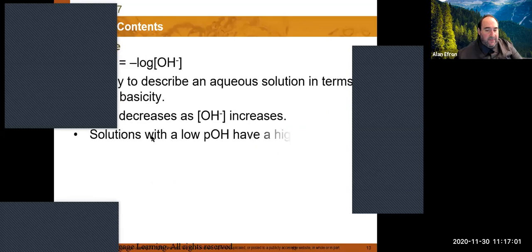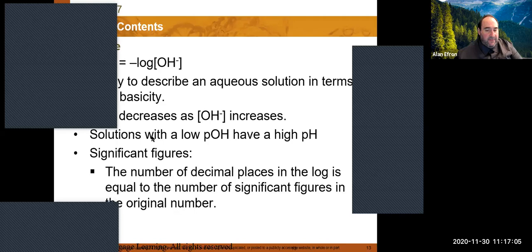Now, as we sort of talked about, the pOH is minus the log of the OH minus, it does describe the OH minus concentration.